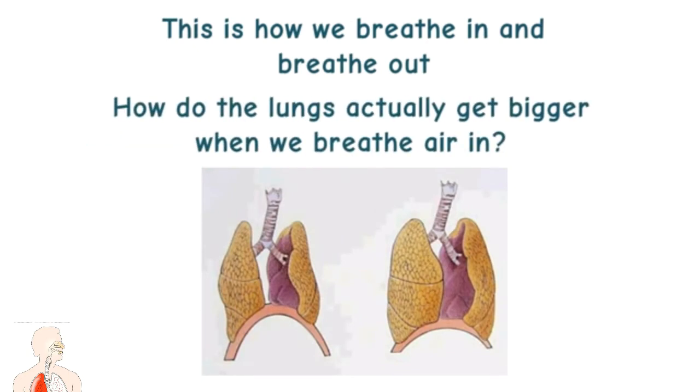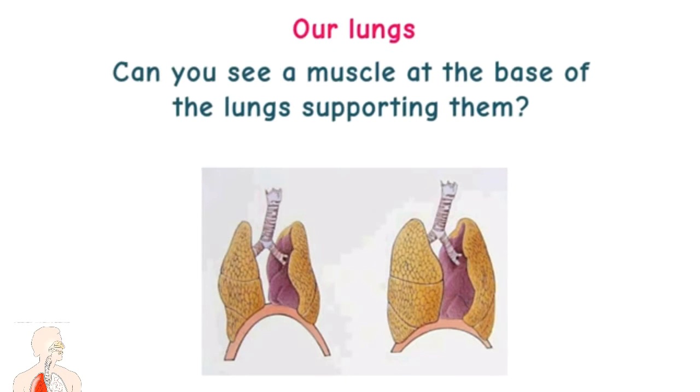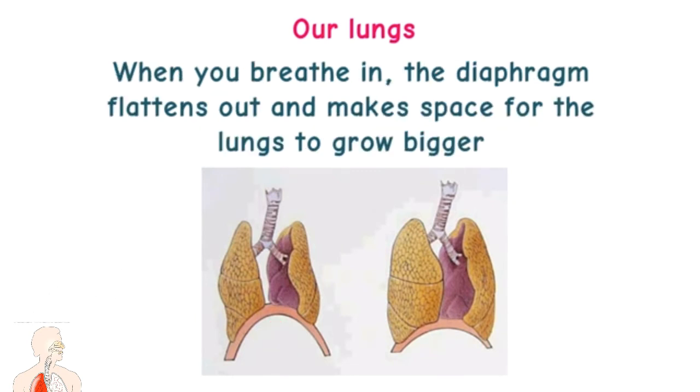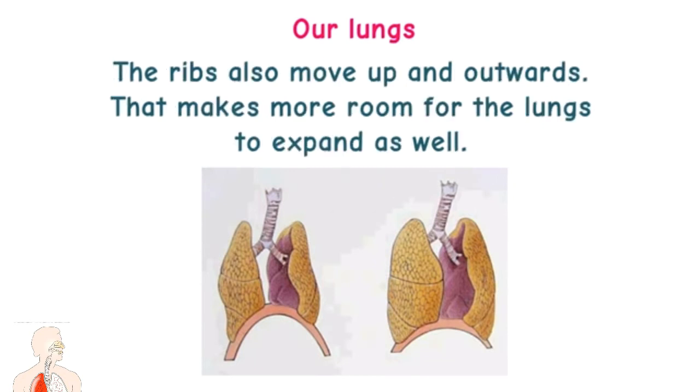How do the lungs actually get bigger when we breathe air in? Can you see a muscle at the base of the lungs supporting them? That is called the diaphragm. When you breathe in, the diaphragm flattens out and makes space for the lungs to grow bigger. The ribs also move up and outwards. That makes more room for the lungs to expand as well.